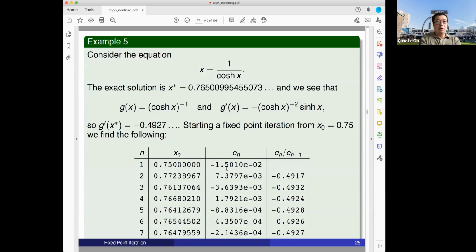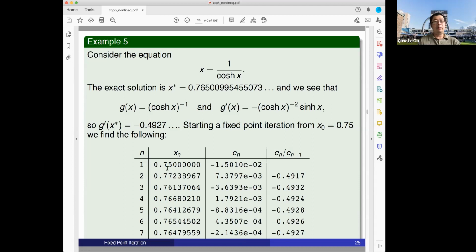And so now we consider the equation. Suppose you have x equals 1 over hyperbolic cosine of x. The exact solution is this x star, and g of x is 1 over hyperbolic cosine of x. If you plug x star into g prime, the absolute value will be less than 1.